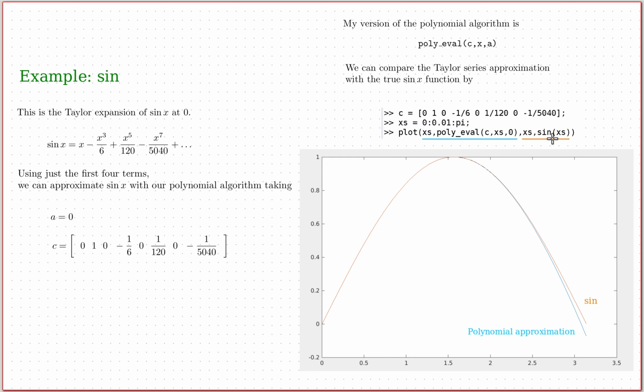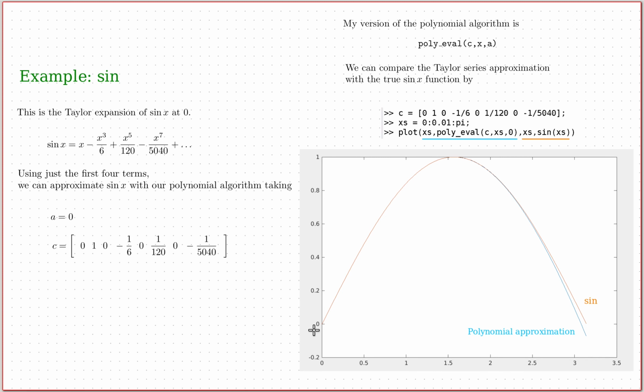And then finally, you can plot multiple curves in the same graph. You just keep repeating this pattern of x values followed by y values. So the first pair of inputs here is the x values followed by the value of the polynomial at those x values. And then the second pair is the x values again followed by the true value of sine at those x values. The first curve will be graphed in blue, the second curve is in orange.